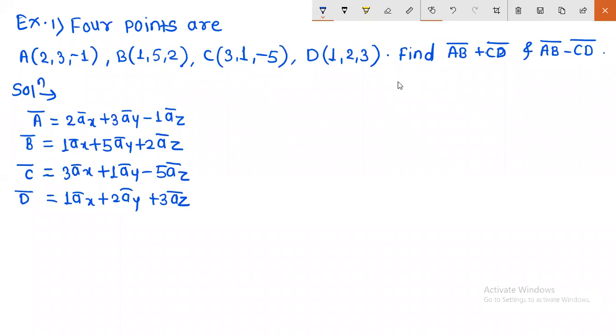Now we have to find this AB bar and CD bar. Yesterday we have seen how to find any vector, that is AB bar. AB bar means this is the start point and this is the end point. So this AB bar is nothing but B bar minus A bar.